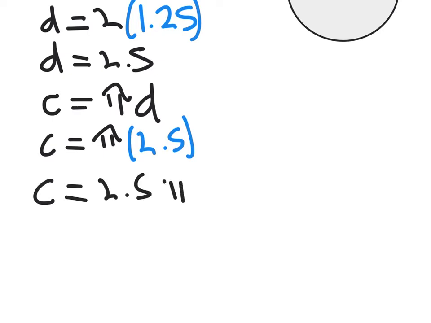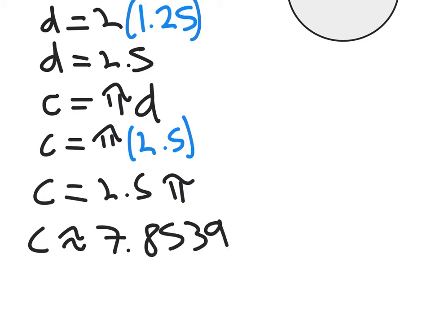The question didn't tell us to do any other approximations, so we're just going to use our calculator to do the approximation here. Using our calculator, we'll get that c is approximately equal to 7.853981634.